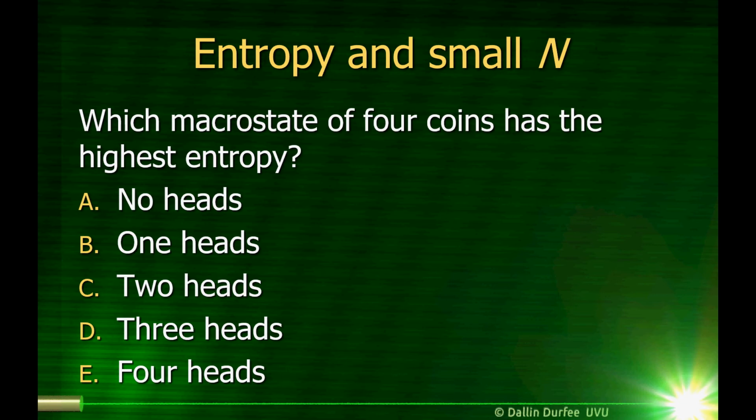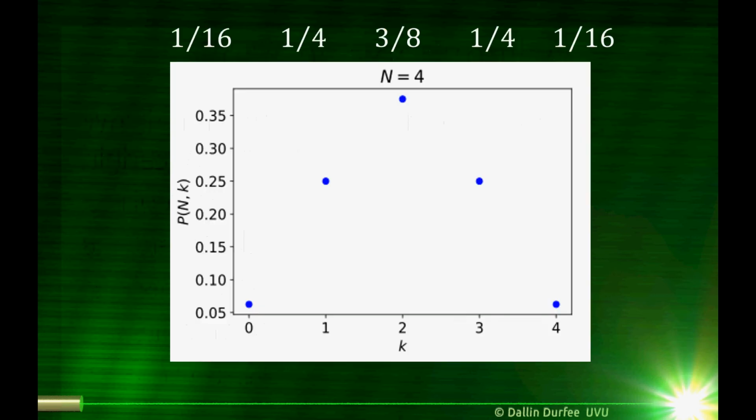Now, which macrostate of the 4 coins has the highest entropy? Think about this, pause the video, and come back when you've got an answer. The correct answer is 2 heads, right? Because 2 heads has the most microstates. Most microstates means the natural log of a bigger number is bigger than the natural log of a smaller number, so we're going to get higher entropy.